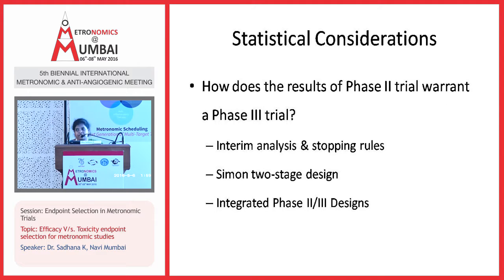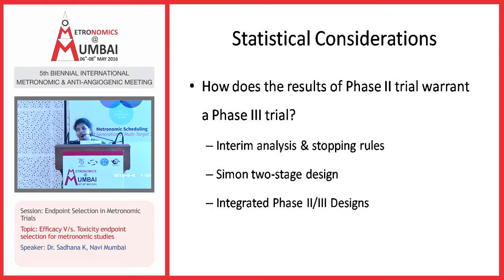Now, coming to the statistical considerations, we had a good session in the morning by Dr. Gupta, where he covered different phase 2 and 3 designs. But the question which often arises in our mind is, how do the results of a phase 2 trial warrant a phase 3 trial? So from a statistics point of view, what are the things we should keep in mind when we answer this question?